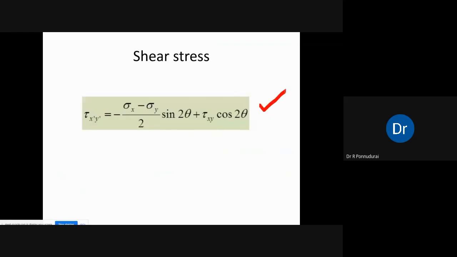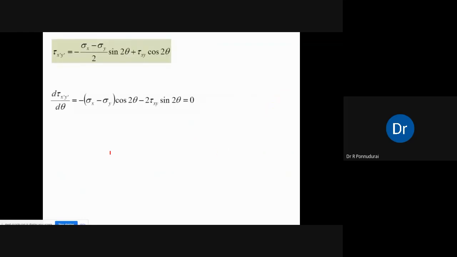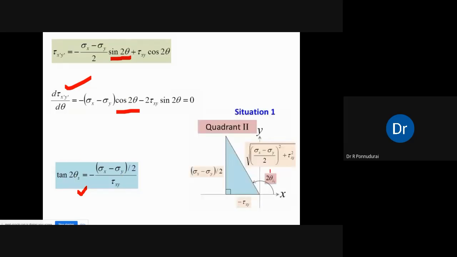So this is the shear stress at any given plane. Again, go for the derivative of this. Sine 2 theta will become cos 2 theta into 2, so 2 can cancel, so minus (sigma x minus sigma y). Same way, cos 2 theta becomes sine 2 theta into 2, minus. From this, we can get tan 2 theta. That is the shear plane, the position of the shear. So tan 2 theta gives the maximum shear stress plane.